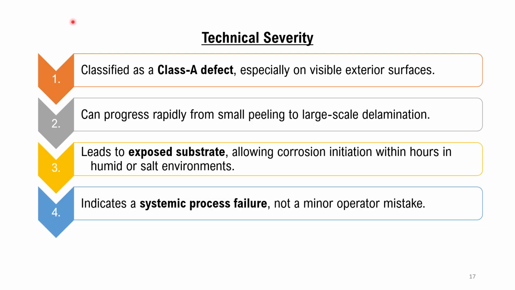Regarding the technical severity of poor adhesion, it's classified as a Class A defect, especially on visible exterior surfaces. It can progress rapidly from small peeling to large-scale delamination. It leads to exposed substrate, allowing corrosion initiation within hours in humid or salty environments. It indicates a systematic process failure, not a minor operator mistake.